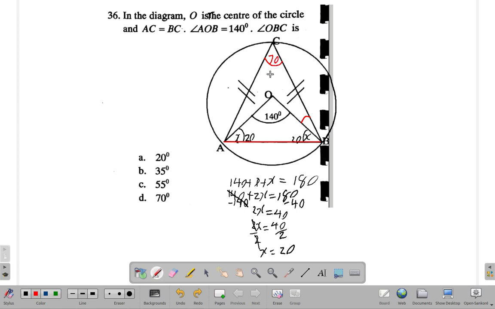So the thing is, 70 plus this equals 180, because when you talk about the triangle ABC, that's the triangle we're talking about, the internal angles add up to 180.